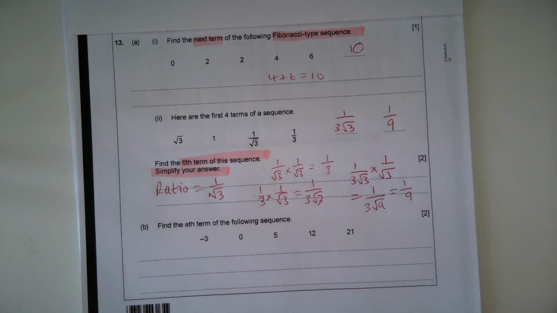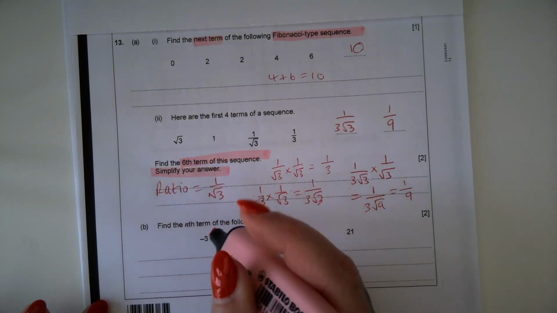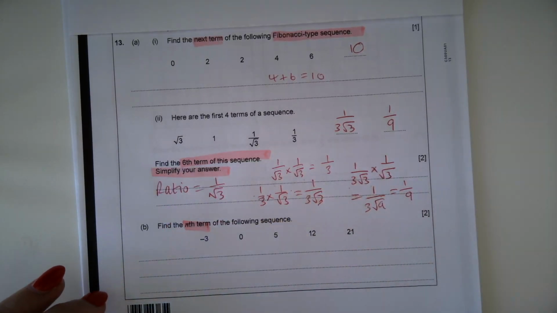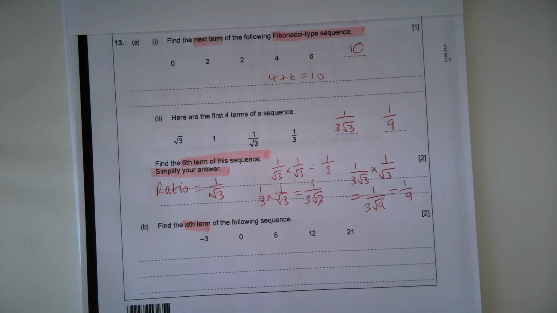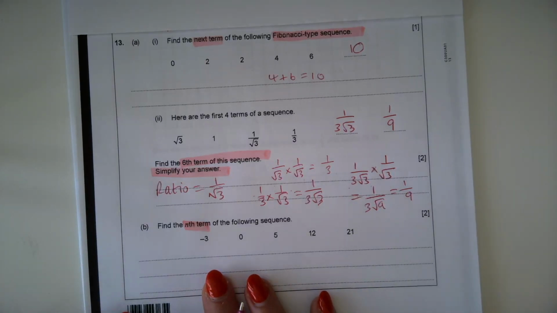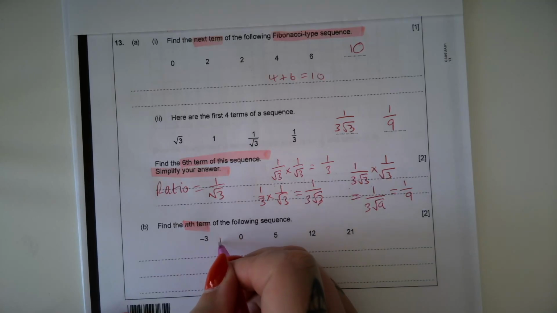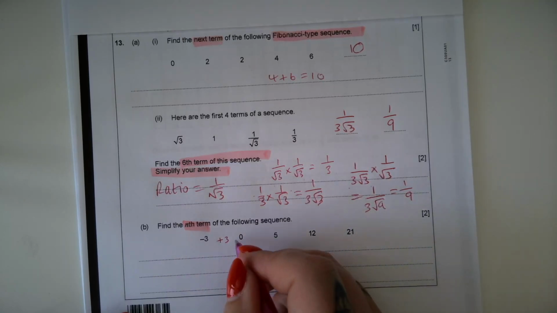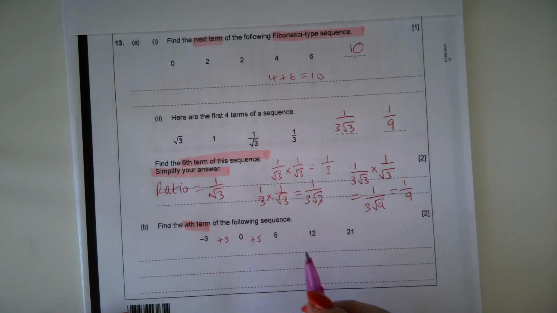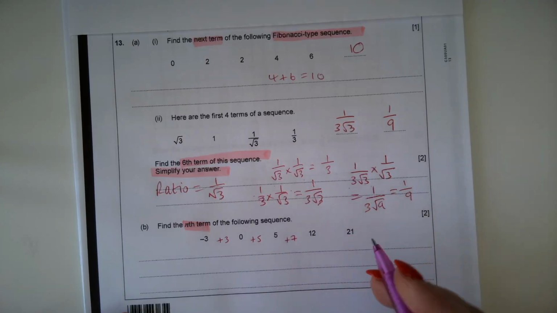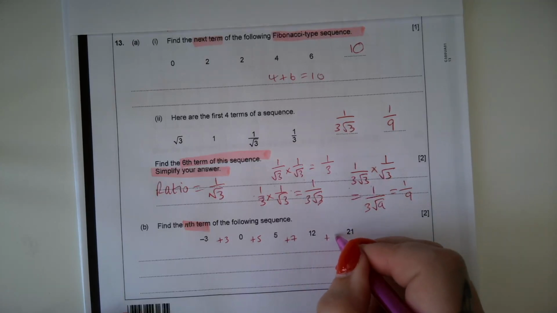Okay, part B, find the nth term of the following sequence. So when we're finding the nth term of a sequence, the first thing we need to do is find the difference between the terms. We want that common difference to get from one term to the next. So from -3 to 0, we add 3. 0 to 5, we add 5. 5 to 12, we add 7. 12 to 21, we add 9.